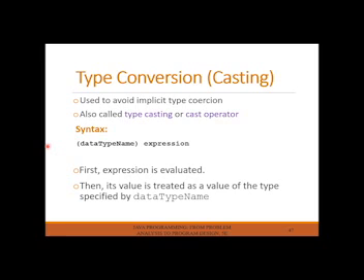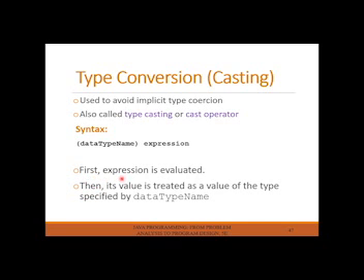Next, casting or type conversion. This is used to avoid implicit type coercion. Ano ba yung implicit type coercion? Mamaya. Casting, or type conversion, is also called typecasting or cast operator. Syntax: data type name, pipili ka sa type name, space, expression.